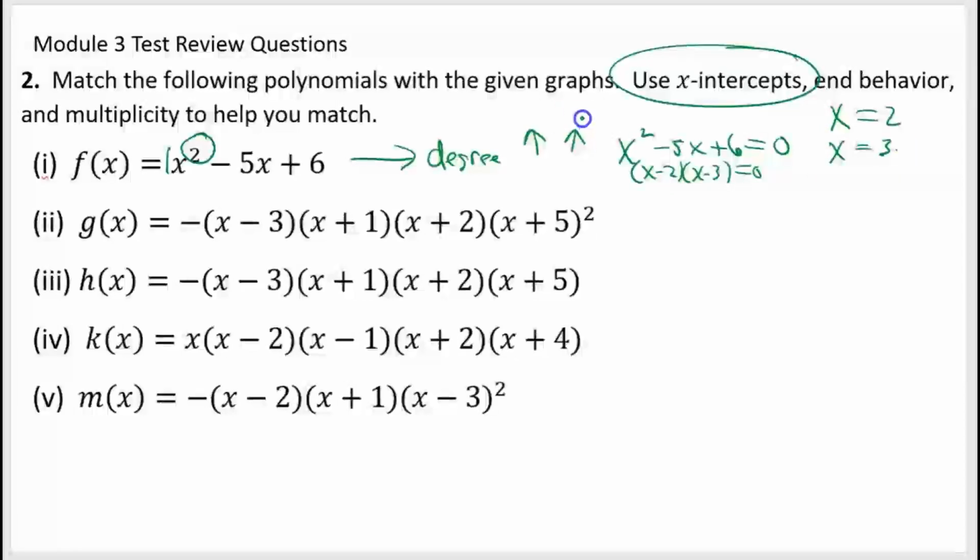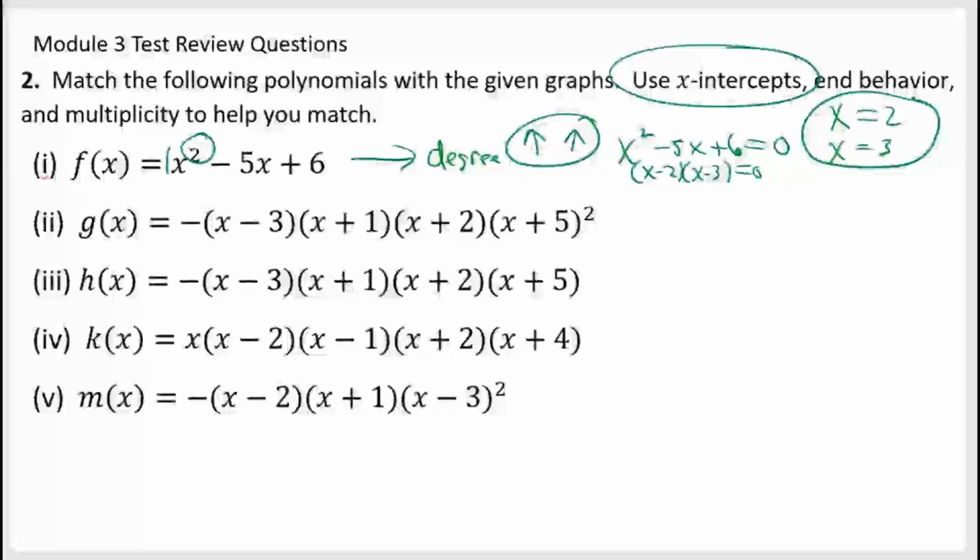So I'm going to use the fact that these guys are both pointing upward and that my x-intercepts are 2 and 3. You could also use the fact that you can only have one turning point because the degree is 2 and you can only have one less than that turning point. That could help you out as well. These have multiplicity of 1, so the graph is going to cross through these x-intercepts. Let me switch colors on you and analyze the next one before we even do any matching.